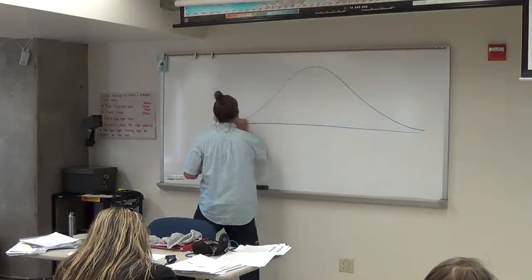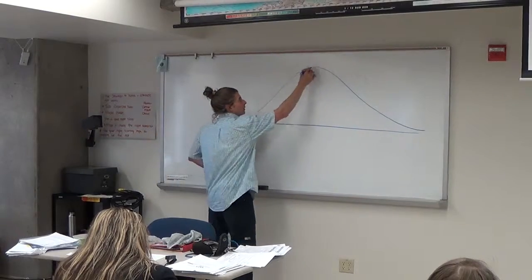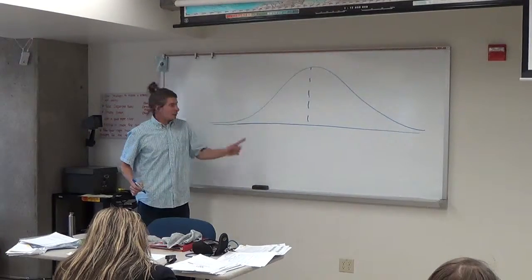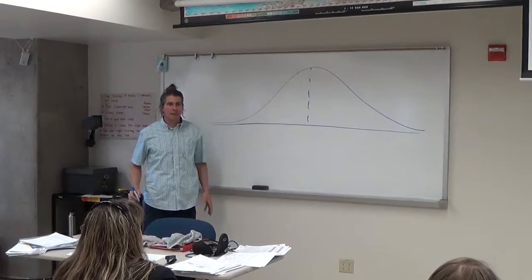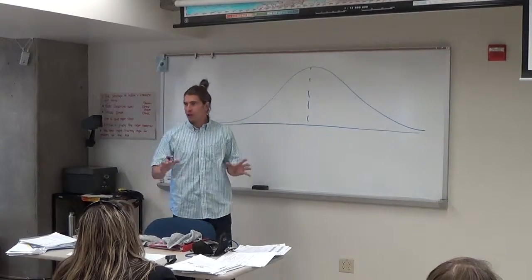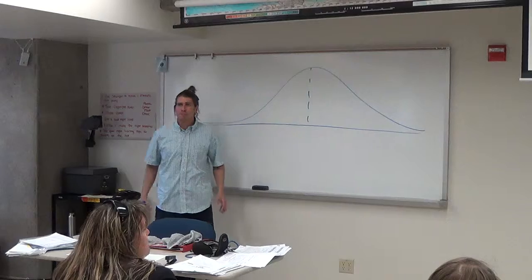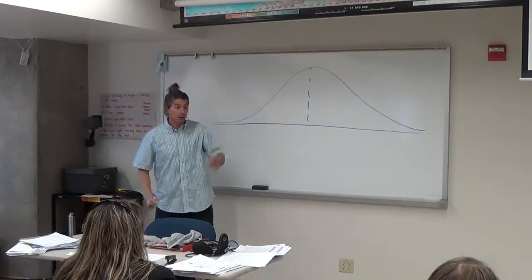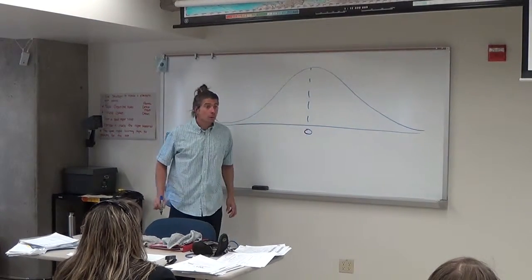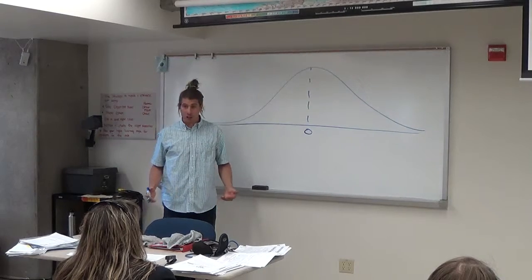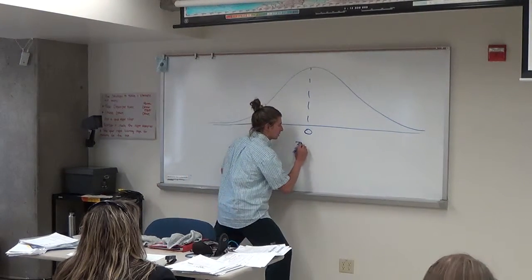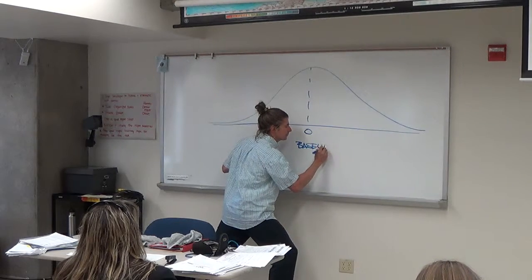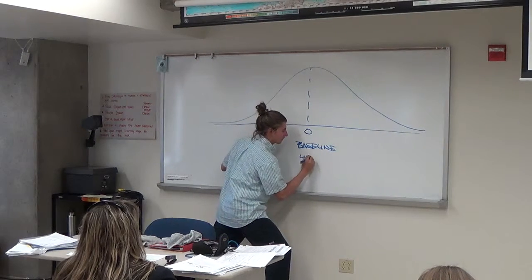Draw a bell curve. Here we go. What's that, do you think? What's in the middle of that? This is the null curve. What's in the middle of that? Zero. What does 0 stand for in words? Baseline lung function. Thank you. This is baseline lung function.